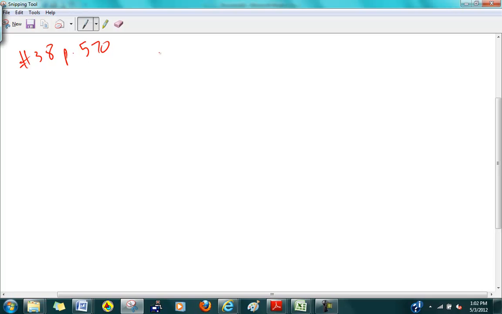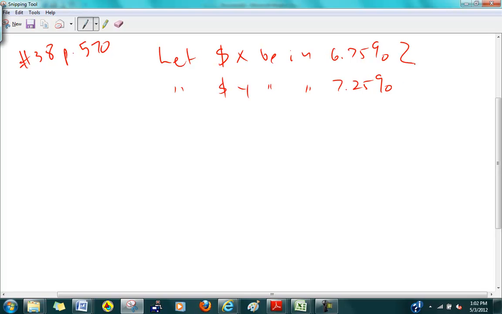Okay, so this is the way you start. Let X dollars be in 6.75. Let Y dollars be in 7.25. Okay, so these statements are necessary. They are required, because it's setting the problem up. And the total amount of money that he's investing is $46,000. So, do you buy this, Josh?